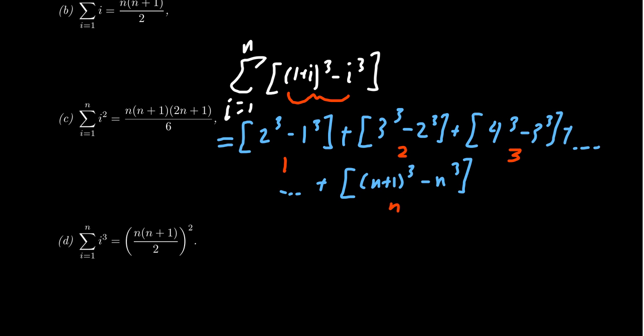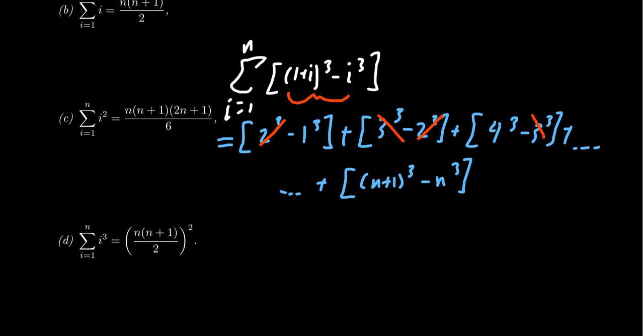But then the observation that we make next is, if you compare terms side by side, this one has a 2 cubed in it. This one has a negative 2 cubed in it as well. If we were to combine those together, they're going to cancel out, 2 cubed minus 2 cubed. And if you look at the next group, the first one has a 3 cubed. The next one has a negative 3 cubed. If we put those together, those are going to cancel out as well.